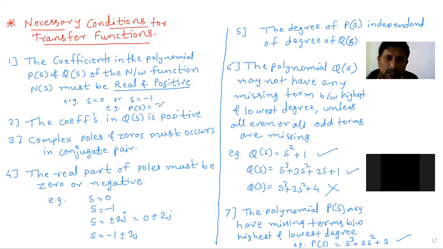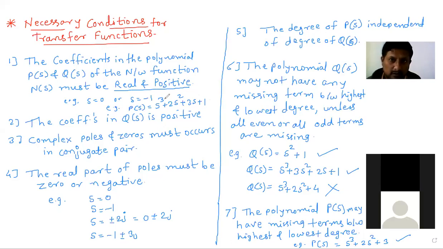P of S is equal to S cube plus 2S square plus 3S plus 1. Suppose this is the P of S. So here the coefficients are all positive, yes or no? Yes, sir. The coefficient of S cube is 1, that is plus 1. The coefficient of S square is plus 2. The coefficient of S is plus 3. And the constant term, that is the coefficient of S to the 0, is 1. So this is acceptable.